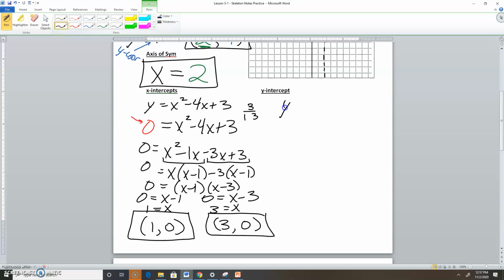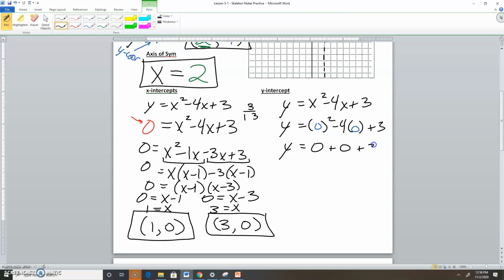Okay, so again, we have y equals x squared minus 4x plus 3. Okay, for my y-intercept, I'm going to set my x's equal to 0. So y equals, I'm setting all of those x values equal to 0. So that gives me y equals 0 squared is just 0. Negative 4 times 0 is 0. So 0 plus 3 gives me y equals 3.